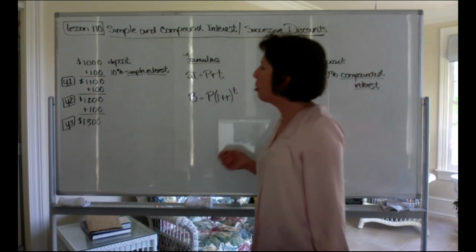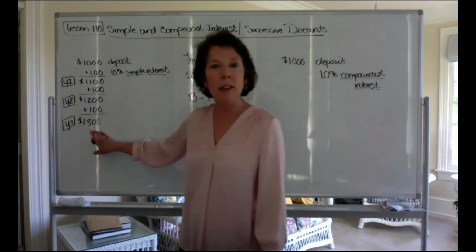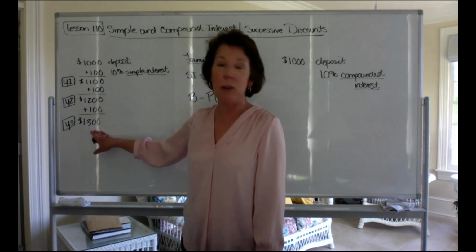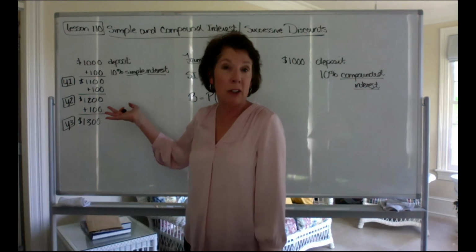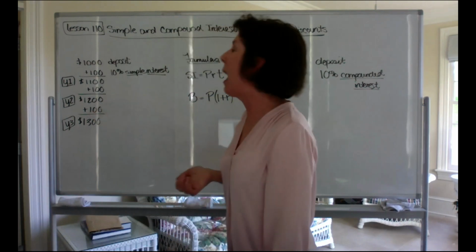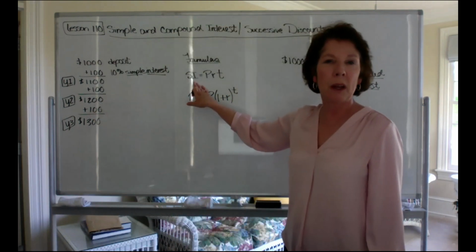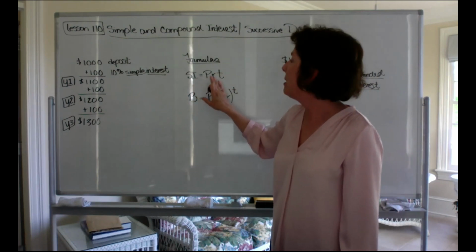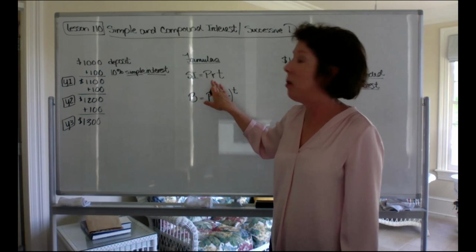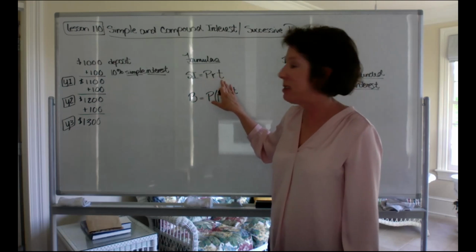How much total interest did I make? I made $300 over the 3 years. I only had $1,000, and now 3 years later, I've made $300 in interest. Is there a formula I can use for simple interest? There sure is. Simple interest is equal to your principal, that's your deposit, times your rate as a decimal, times T, how many years it's in the bank.